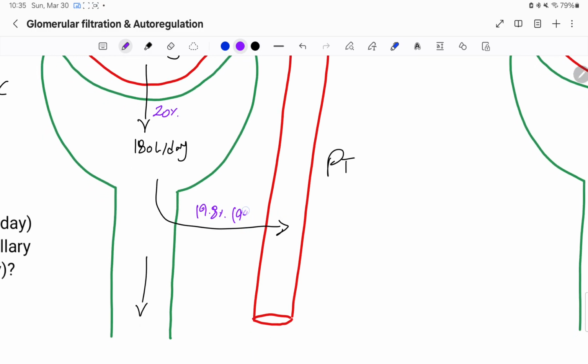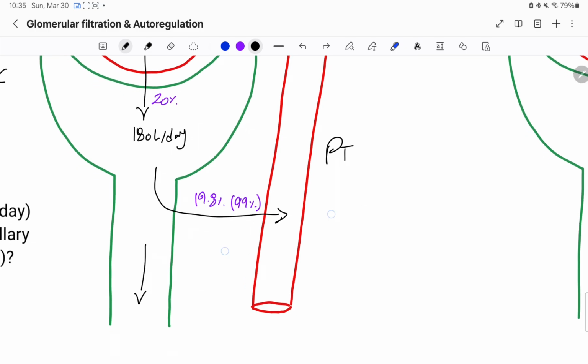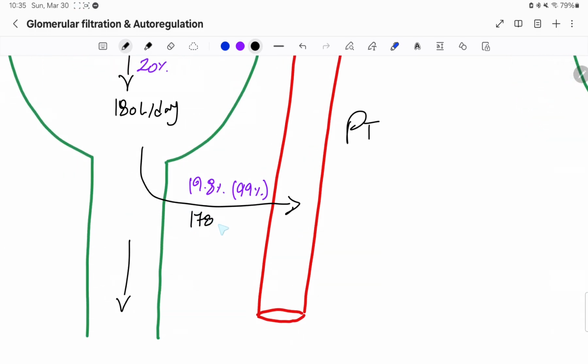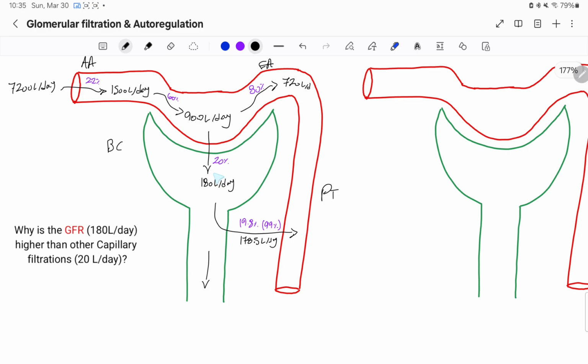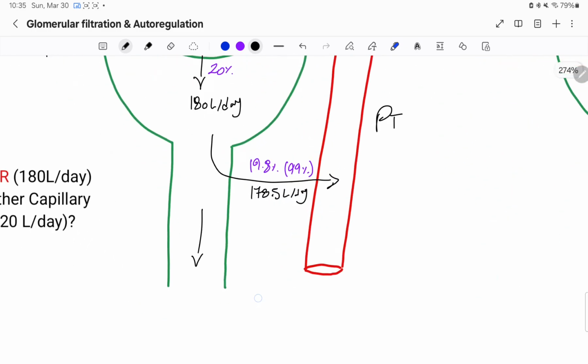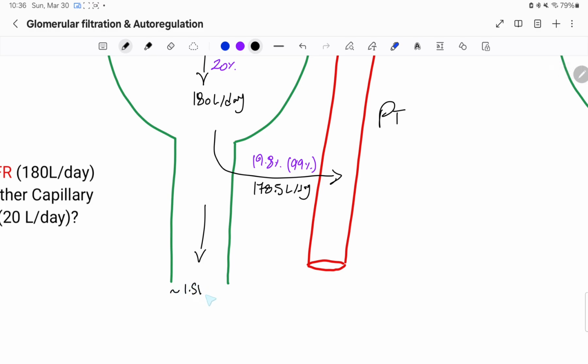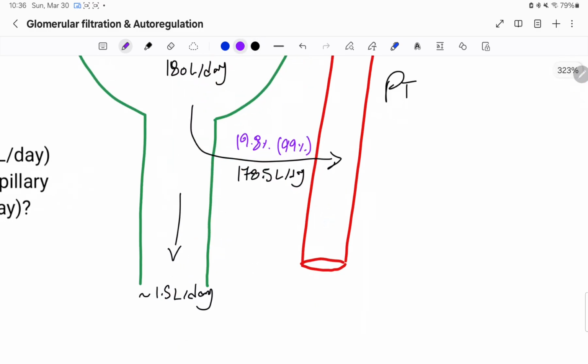That basically means that 99% of this 180 liters will become reabsorbed into the peritubular capillaries, and that is around 178.5 liters per day. So track back. I filtered 180 liters per day into the Bowman's capsule, and of that, 178.5 liters per day got reabsorbed into the peritubular capillaries, leaving me with only approximately 1.5 liters per day for urine. So based on average values, you pee around 1.5 liters per day, and that's about 0.8% of this percentage.